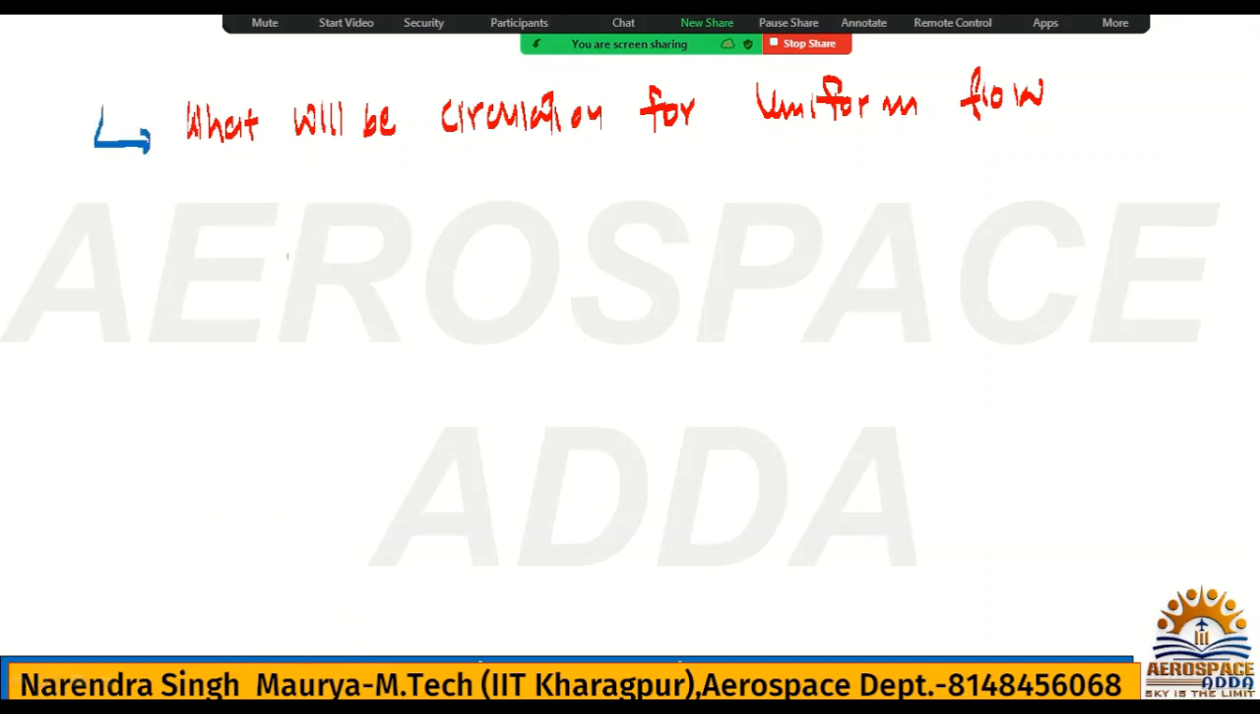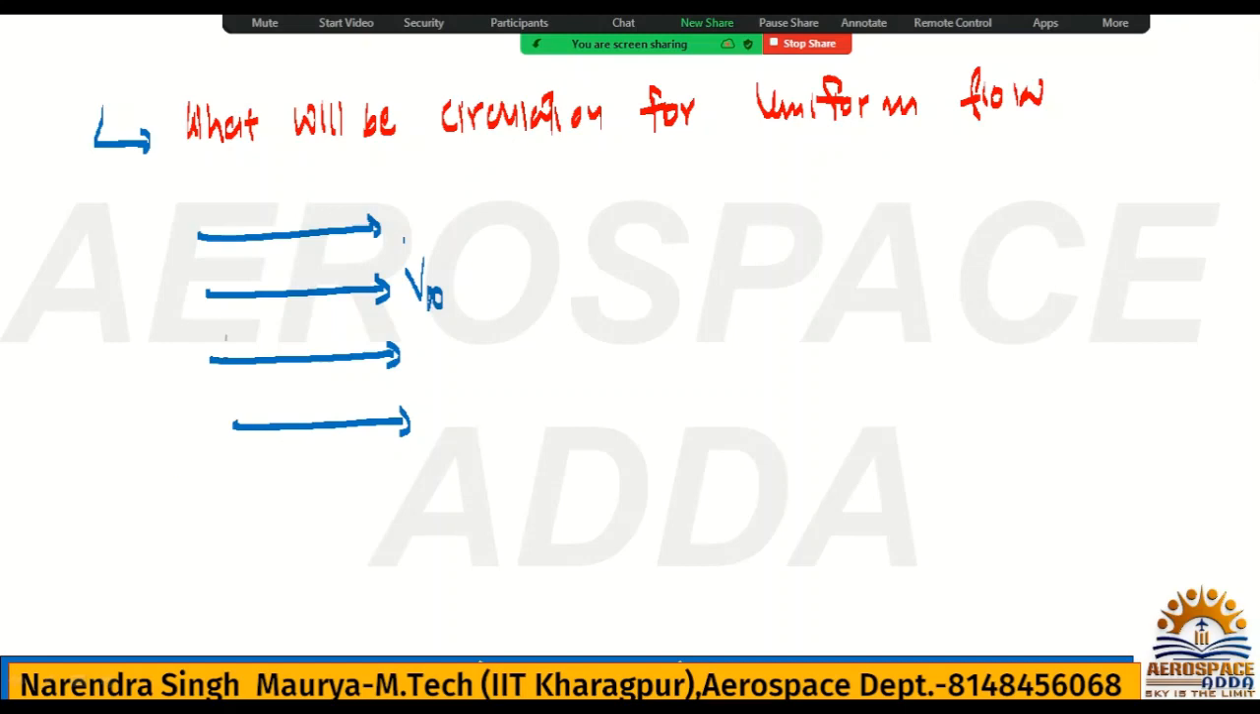Now this is the uniform flow. For this uniform flow, the velocity I am considering is V infinity. Now they are asking us to calculate the circulation for the uniform flow.